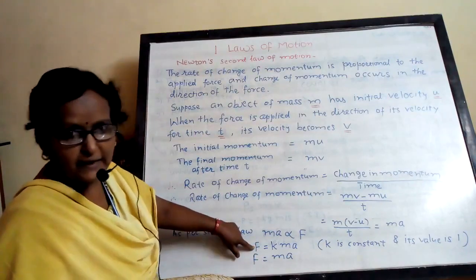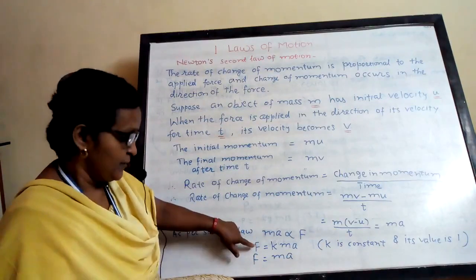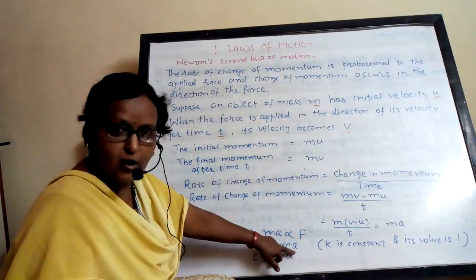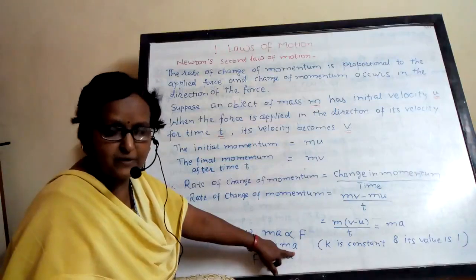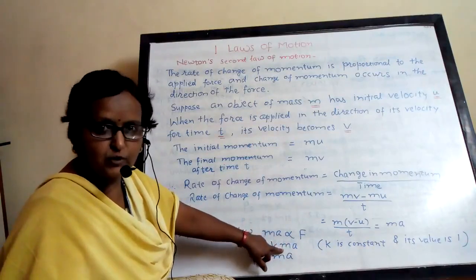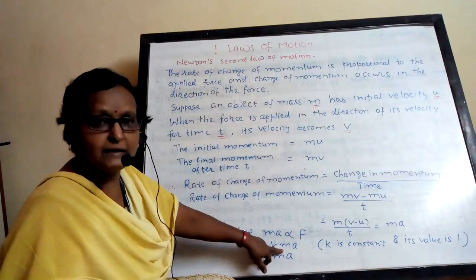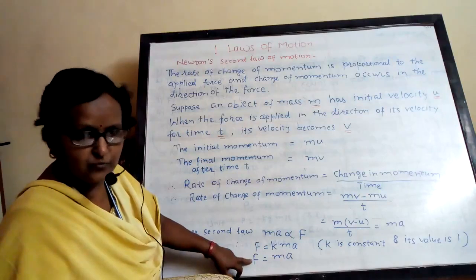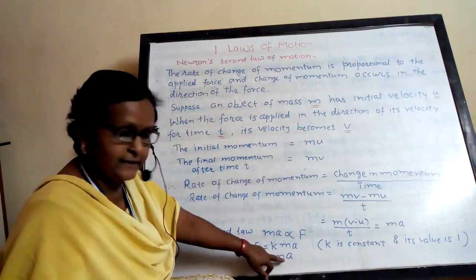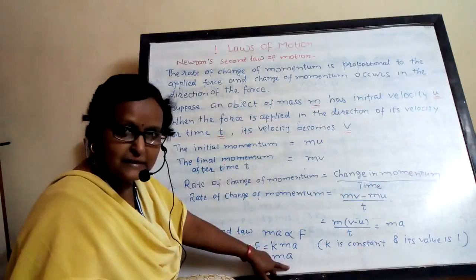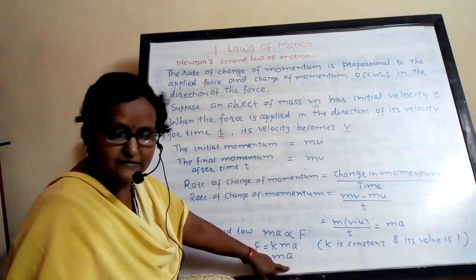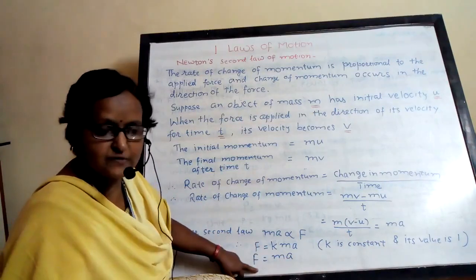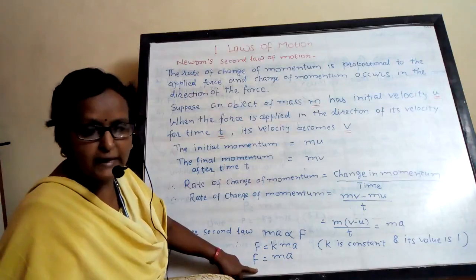So when we say that there is 1 Newton force, it means the force which is required to cause an acceleration of 1 meter per second square in an object of 1 kilogram. And when we say that it is 1 dyne force, we have to consider that whatever force is applied to cause an acceleration of 1 centimeter per second square in an object of 1 gram, that is called 1 dyne force.